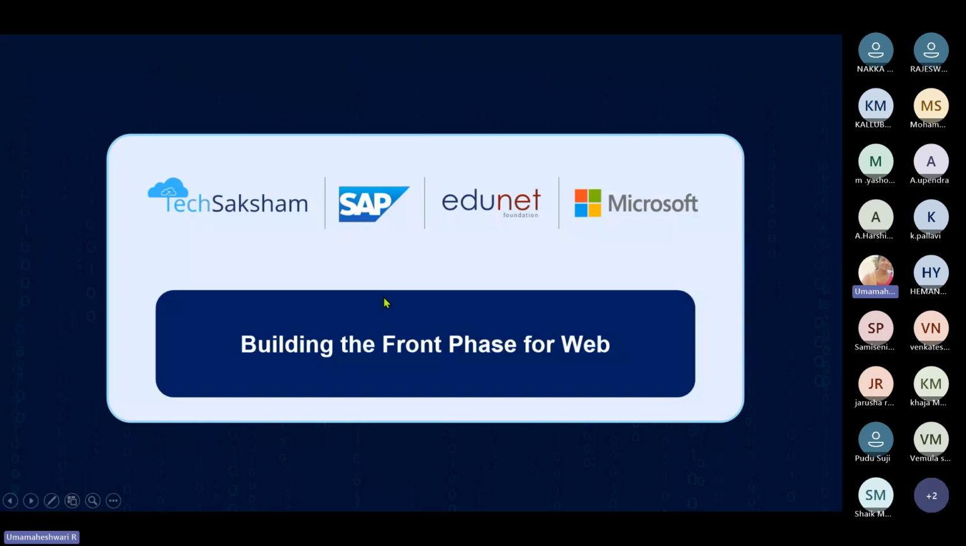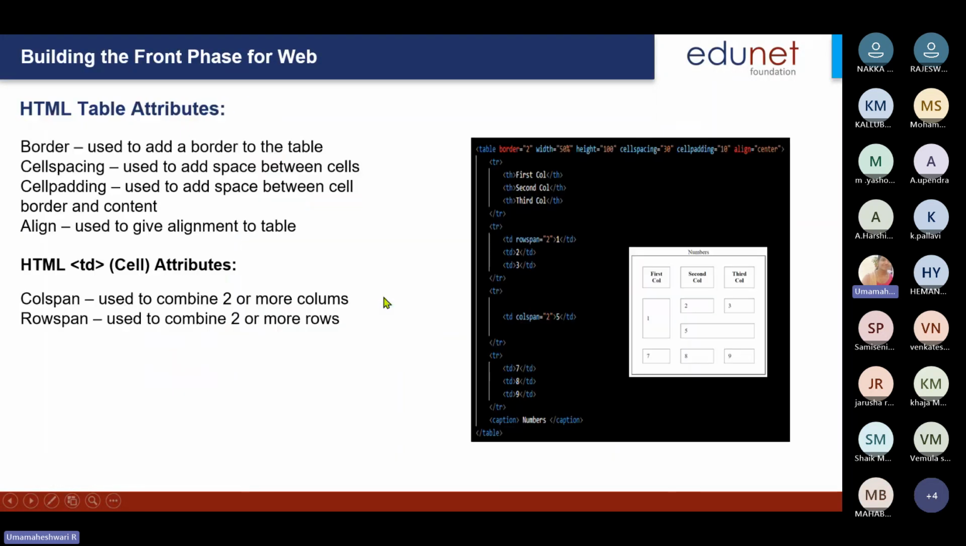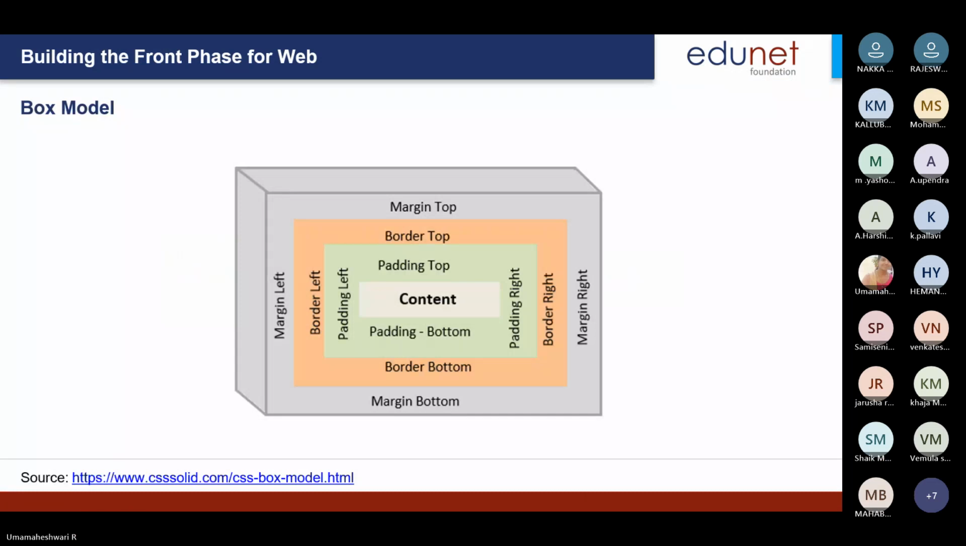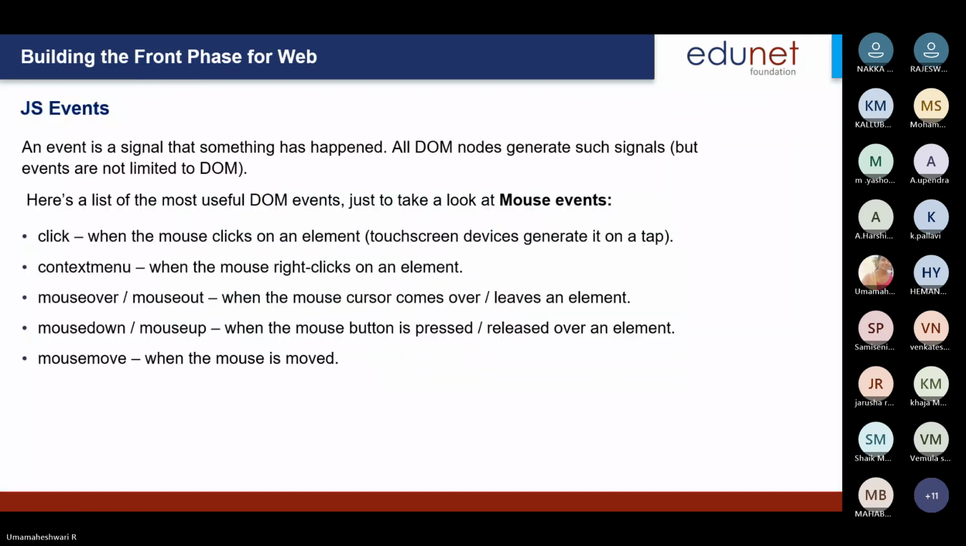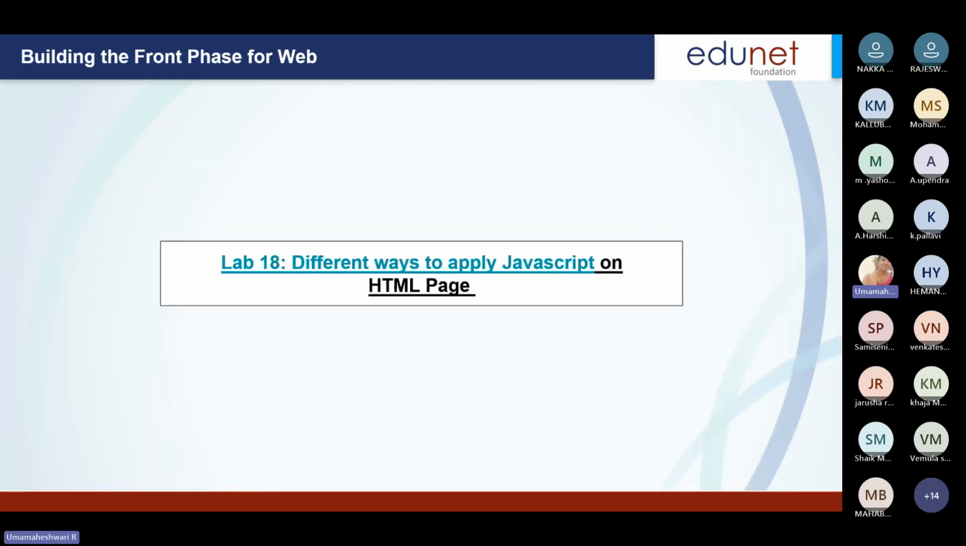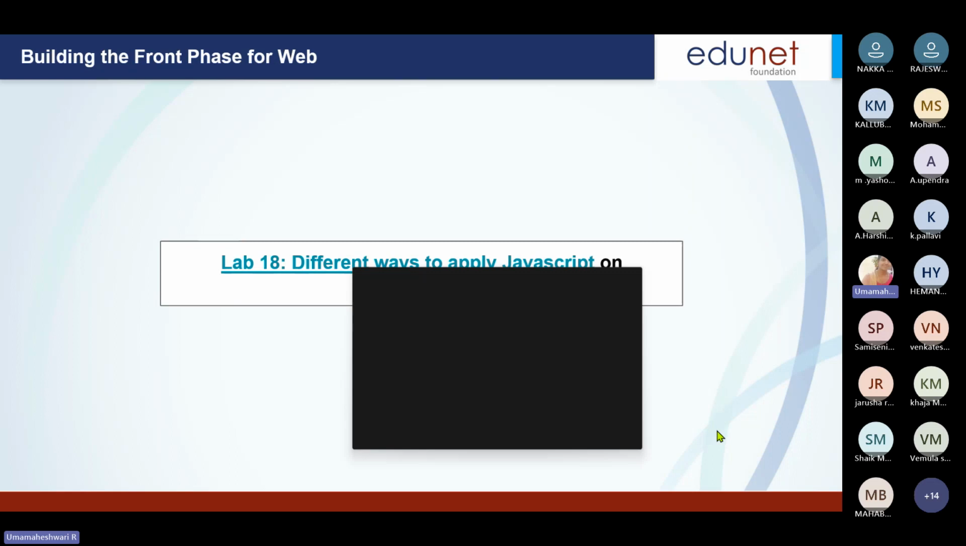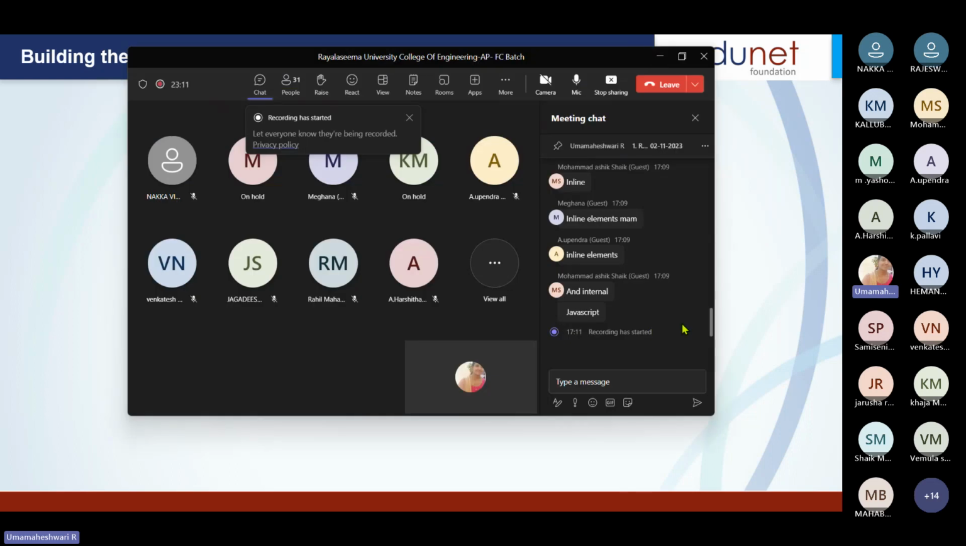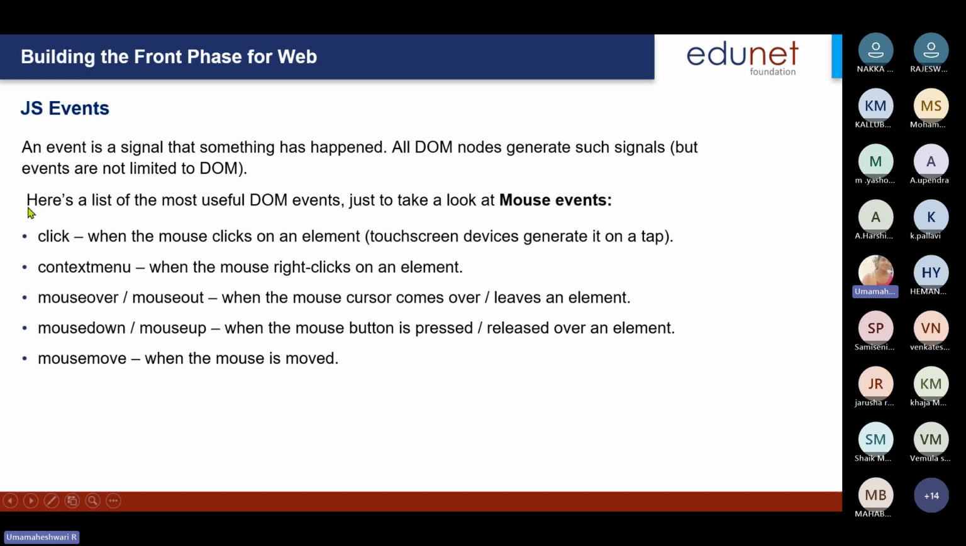Yes. Yesterday we discussed the data types and the different variable keywords we have. That is what we were discussing, right? So today we will discuss the JS events. Okay, so what is JS events?